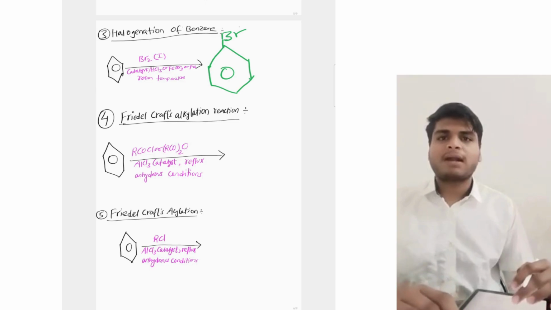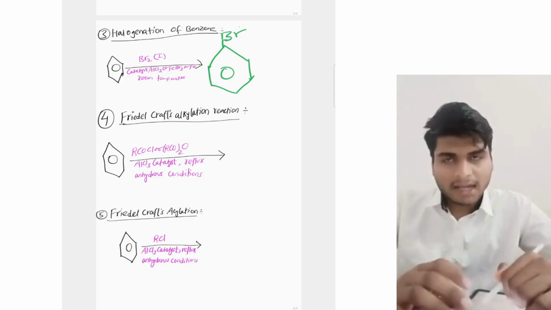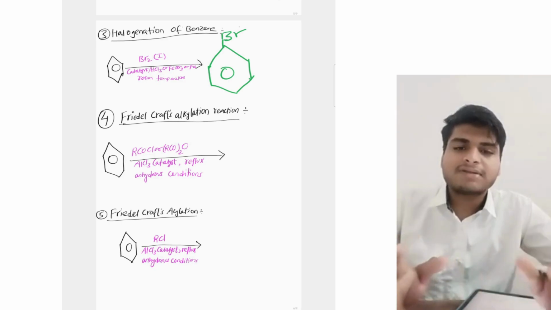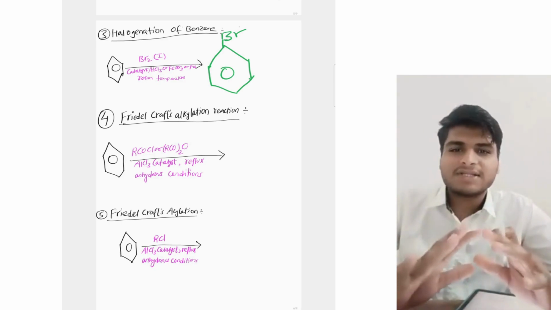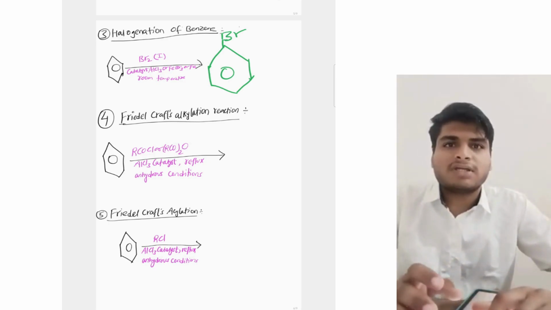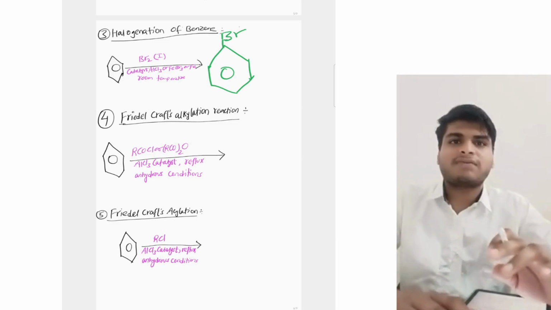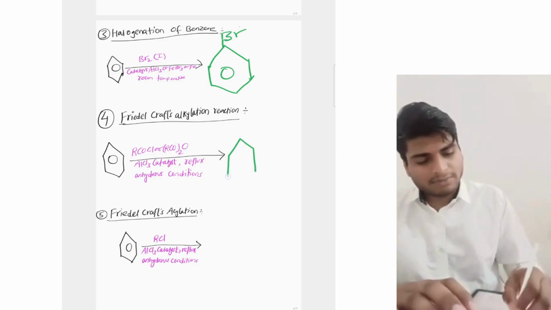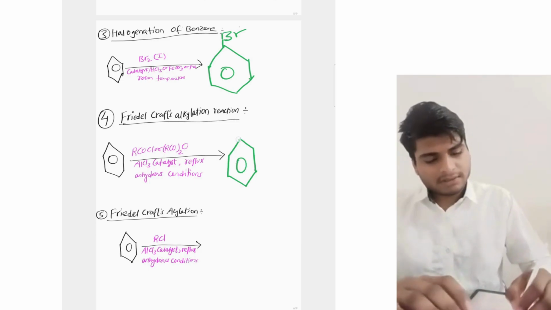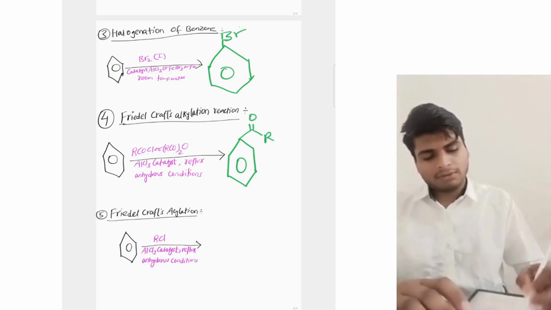In the Friedel-Crafts alkylation, when benzene is treated with an alkyl halide in the presence of a Lewis acid such as anhydrous aluminum chloride, alkyl benzene is formed. This reaction is popularly known as Friedel-Crafts alkylation. This reaction is important from the exam point of view. R double bond O. Okay.